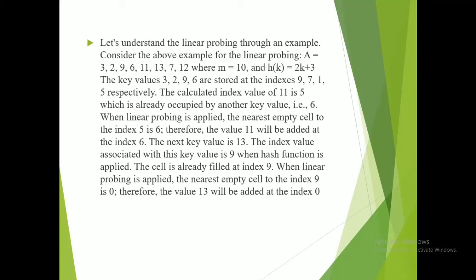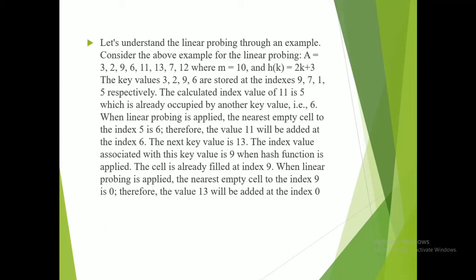The key values 2, 3, 9, 6 are stored at index 9, 7, 1, 5 respectively. The calculated index value of 11 is 5, which is already occupied by another key value, that is 6. When linear probing is applied, the nearest empty cell to index 5 is 6. Therefore, the value 11 will be added at index 6.